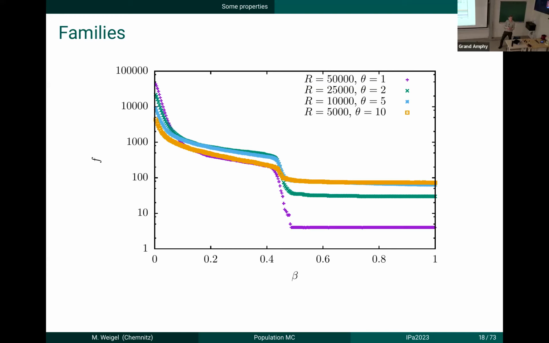Because you cool, and you don't have enough time to actually re-equilibrate the system. And that means you fall more strongly out of equilibrium, to say it like that, and that creates more correlations, and that actually reduces the family size more dramatically. So it's really only because I chose to have r times theta constant in this step.